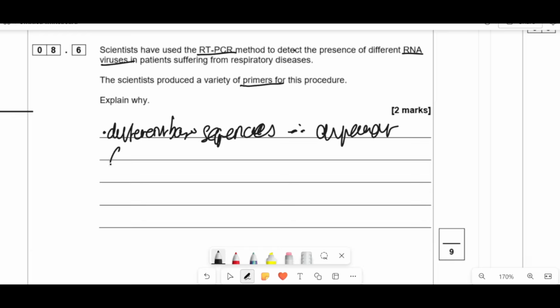Different, and then we've got to say complementary, because you need to explain why you need different ones. Primers are needed. That's literally it.